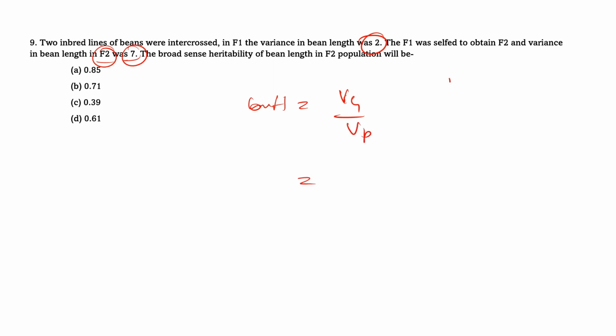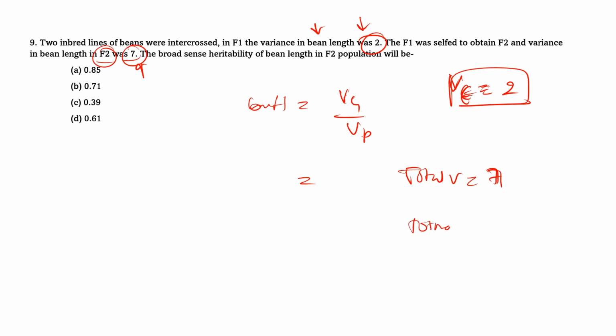Based on the given data, it's very easy to understand that variance due to environment is just 2, since the variance that we see in the F1 is purely because of the environment. So directly we can write VE is 2, and the total variance that we are getting in the F2 is 7. Total variance is nothing but phenotypic variance.